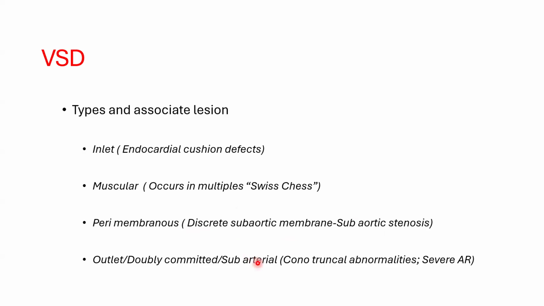And then the outlet ones are usually associated with either tetralogy of Fallot, truncus arteriosus, interrupted aortic arch, hypoplastic left heart syndromes. So once you see an outlet VSD, you need to pay attention to the aorta and the pulmonary artery.